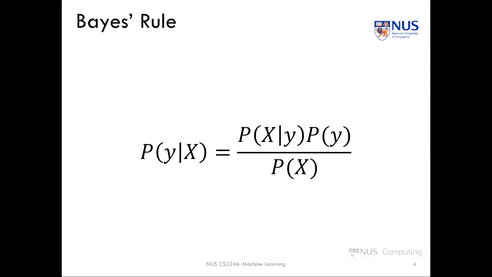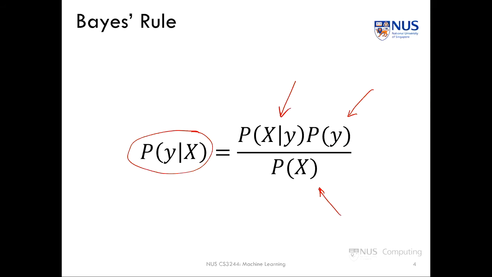Here's Bayes' rule, which you should recall from your prerequisite classes. Bayes' rule basically states that we can take one conditional probability and express it as the product of three other probabilities. We have two unconditional probabilities as well as another conditional probability.